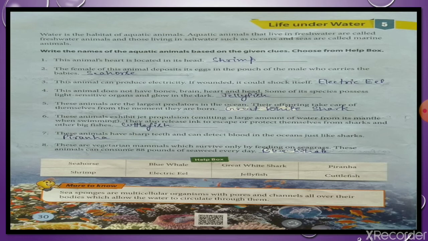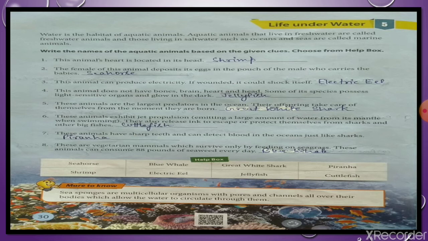So, first one, this animal's heart is located in its head. So, the name of the animal is shrimp. Now, the female of this animal deposits its egg in the pouch of the male who carries the babies. So, this one is the seahorse. Now, the third one is this animal can produce electricity. If found, it could shock itself. So, this is electric eel.